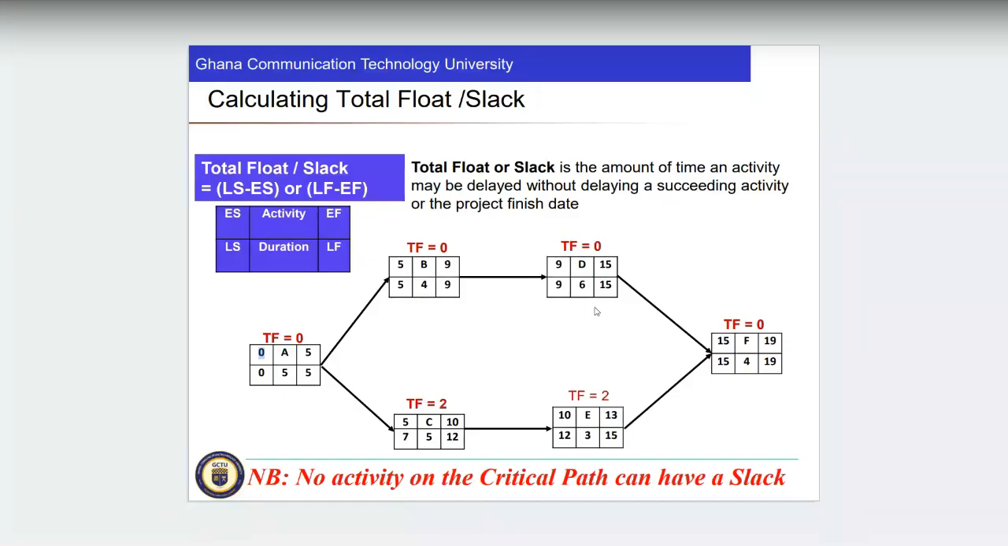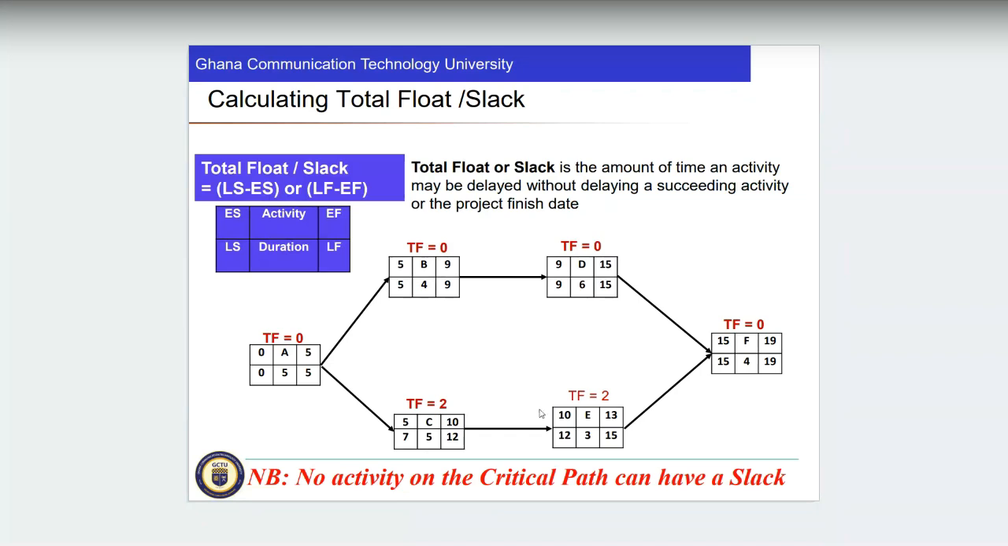So total float or slack is the amount of time an activity may be delayed without delaying a succeeding activity or the project finish date. Even though there is a total float, meaning this activity is going to be delayed, it is not going to affect the time the project should complete.